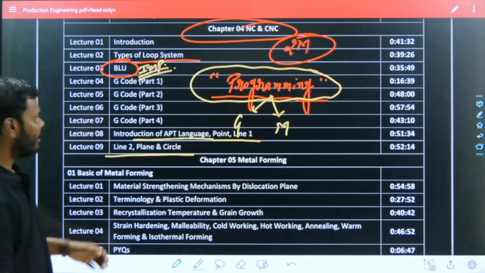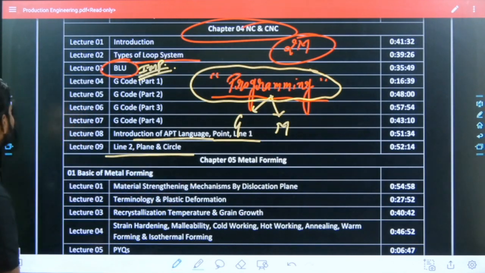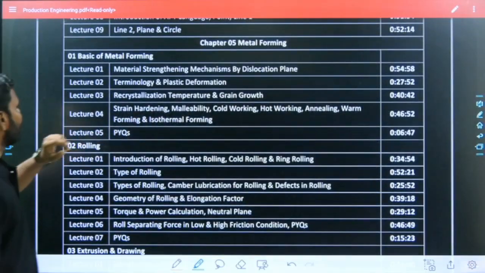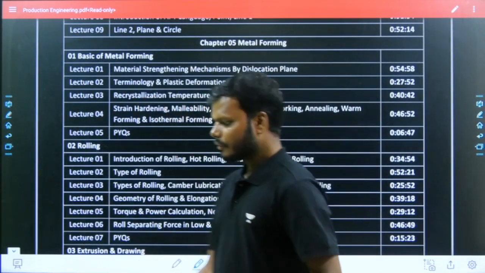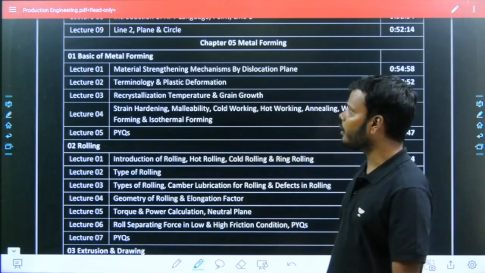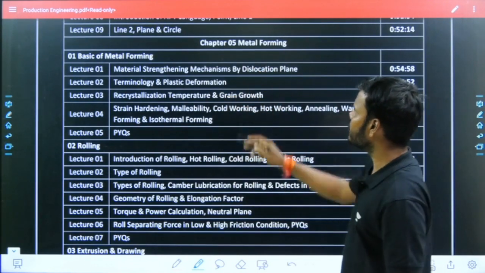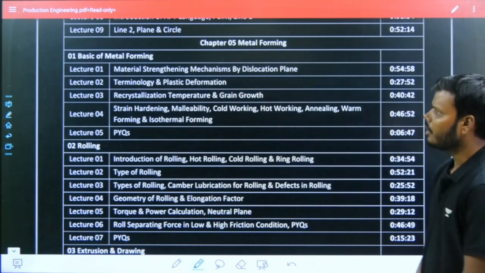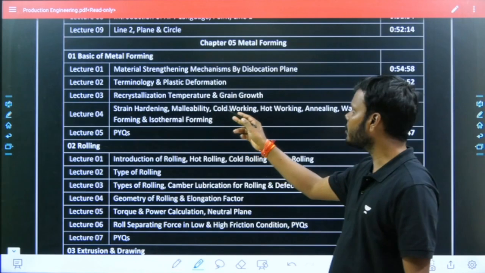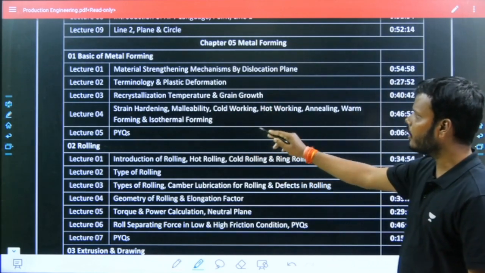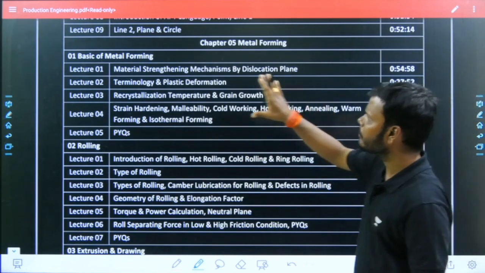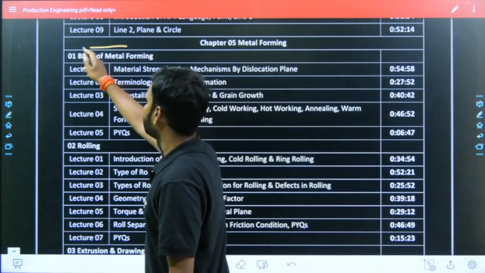Okay, fine. Next, chapter 5, metal forming. Chapter 5, metal forming, lecture 1, material strengthening mechanism by dislocation plane. Lecture 2, terminology and plastic deformation, recrystallization temperature and grain growth, strain hardening, malleability, and so many concepts are covered in basics of metal forming.